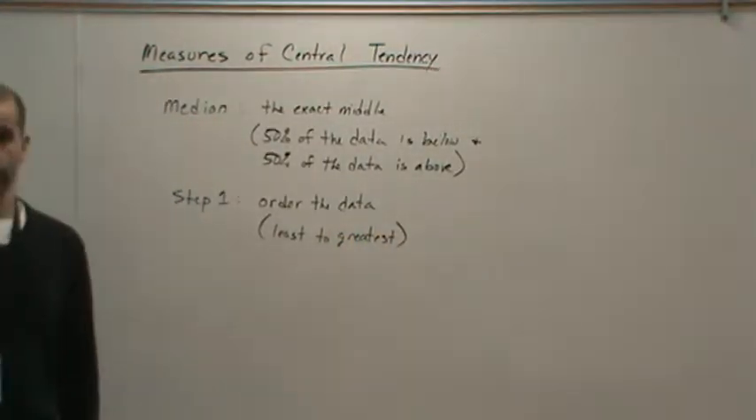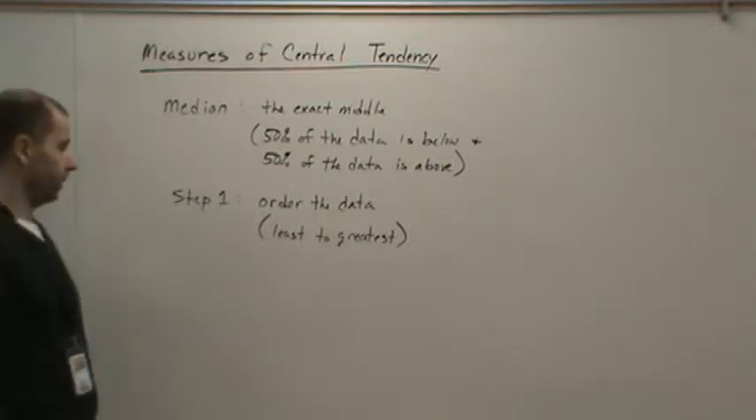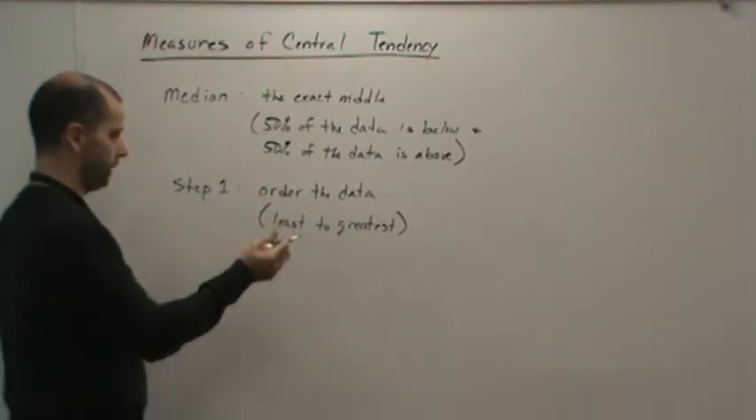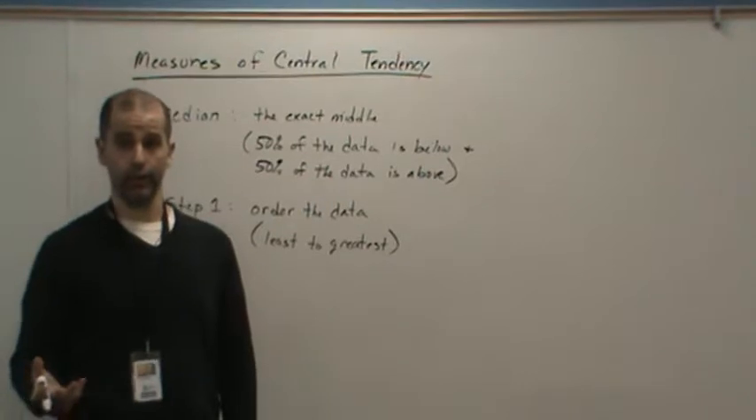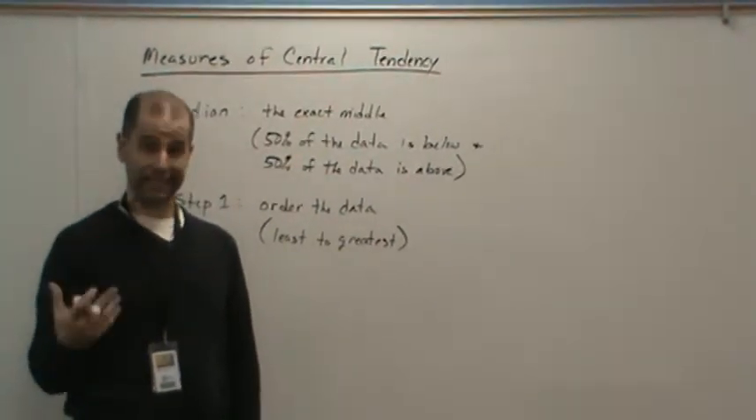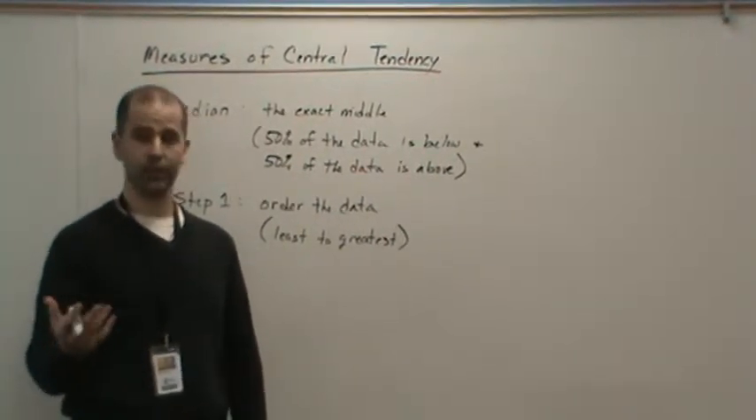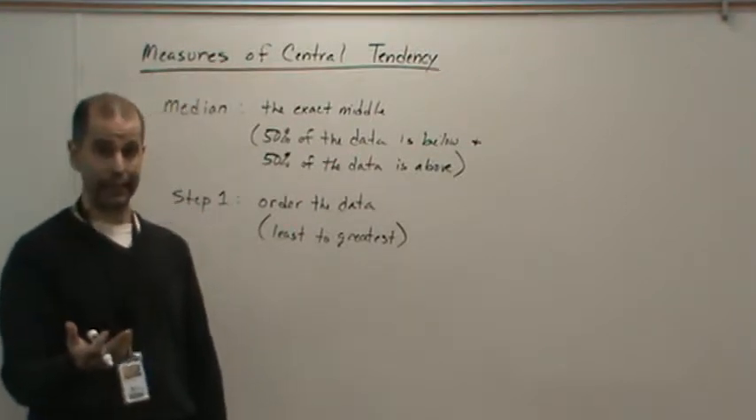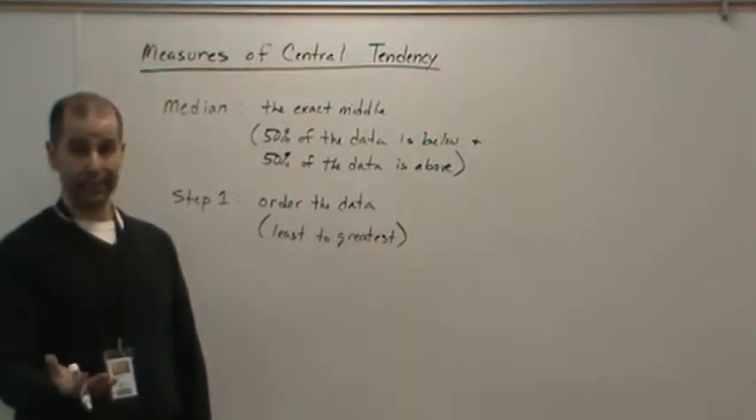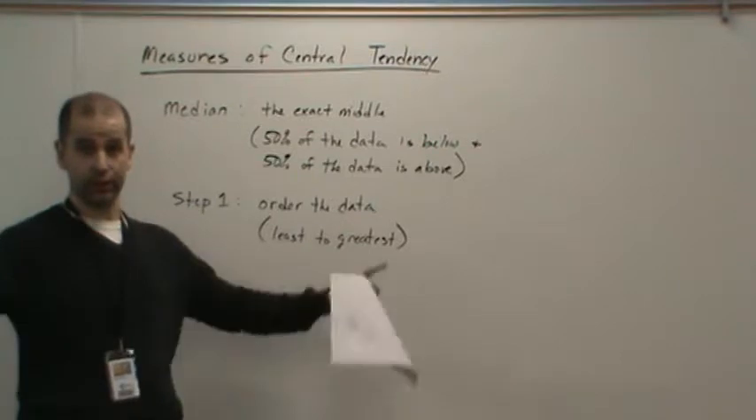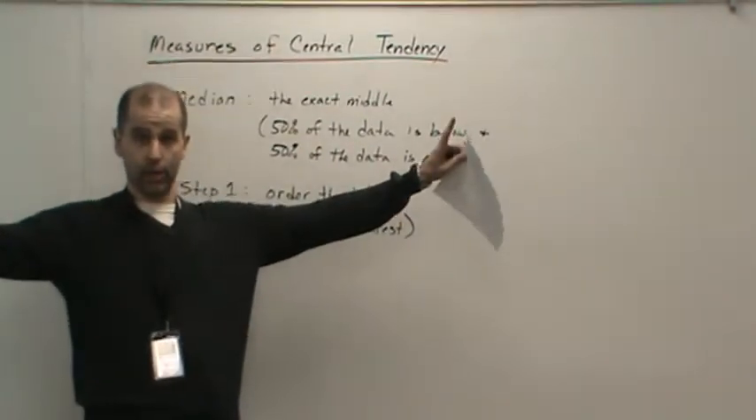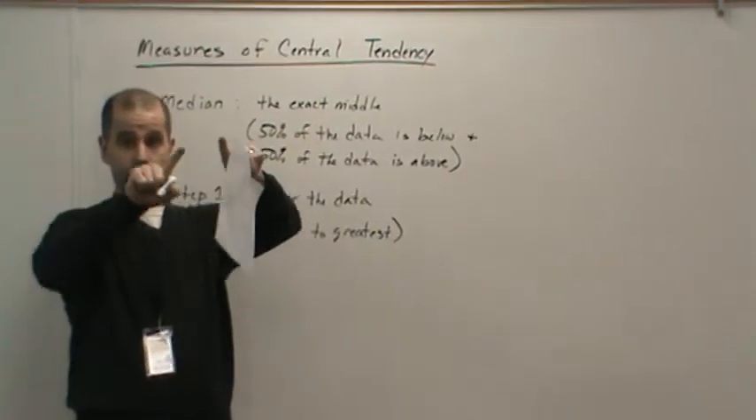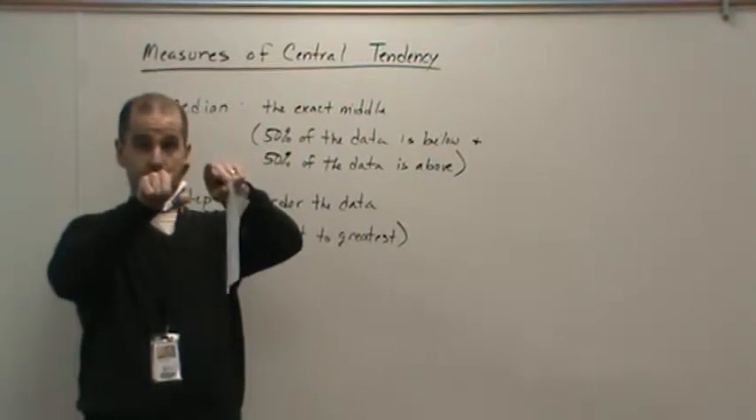Least to greatest or greatest to least, that's fine. Okay? So step one is you order the data. Once you have the data ordered, then it becomes easy. Now I'm going to basically show you two ways of doing it. If you have a small data set, then it's very easy. You just start with the end numbers and you just count visually until you get the middle.